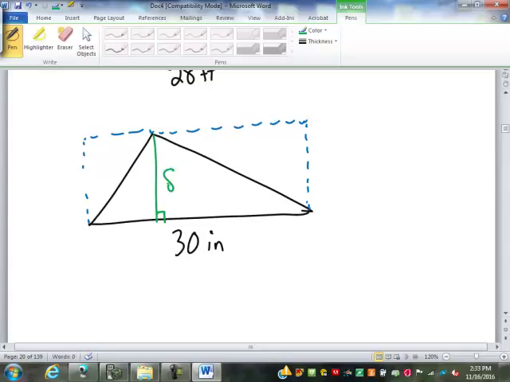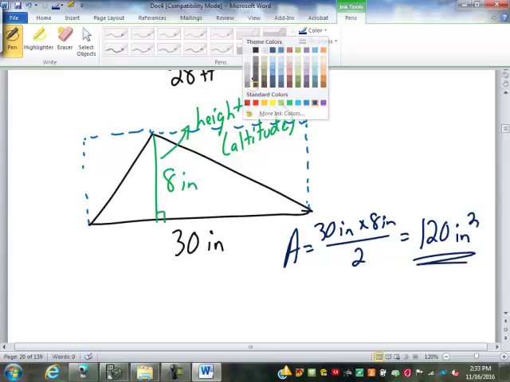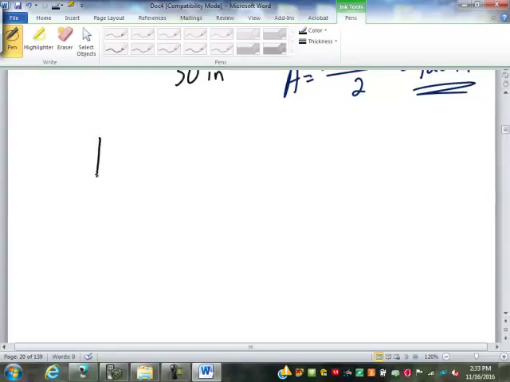If I am told that is 8 inches, that is what we would call either the height or sometimes called an altitude of the rectangle. So the area of that, or sorry, of the triangle, I should say. So the area of that triangle is the base, 30 inches, times that height of 8 inches divided by 2, or 120 square inches. What if we are given a triangle like this?